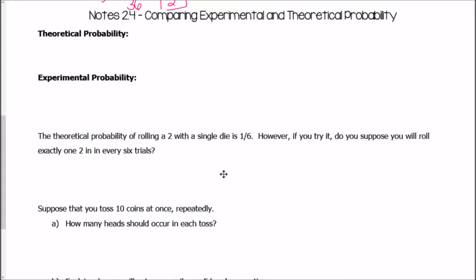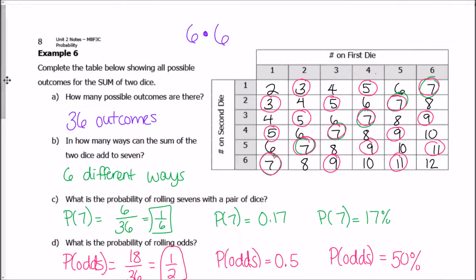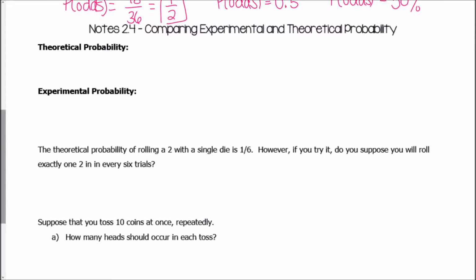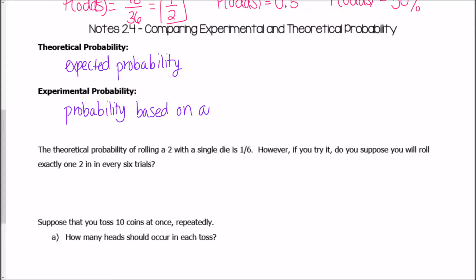Ladies and gentlemen, we are looking at page 8 of our notes, notes 2.4, on comparing experimental and theoretical probability. Remember that theoretical probability is just the expected probability, and it's not based on an experiment. So it's the expected probability or expected likelihood. Experimental probability is the probability based on an experiment, or based on data.